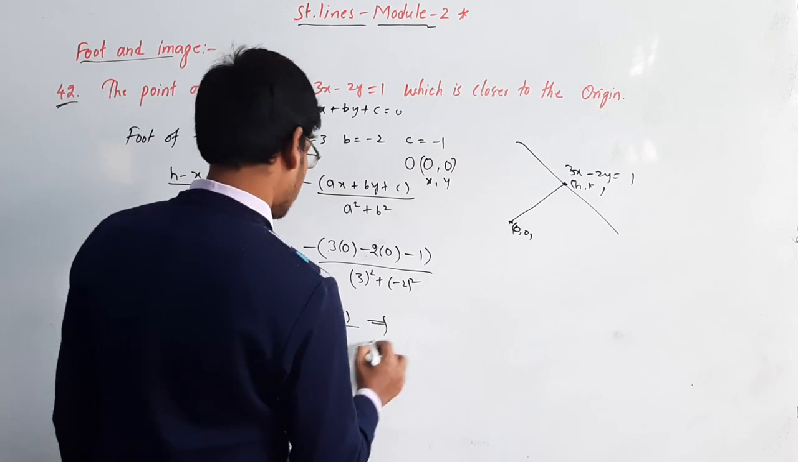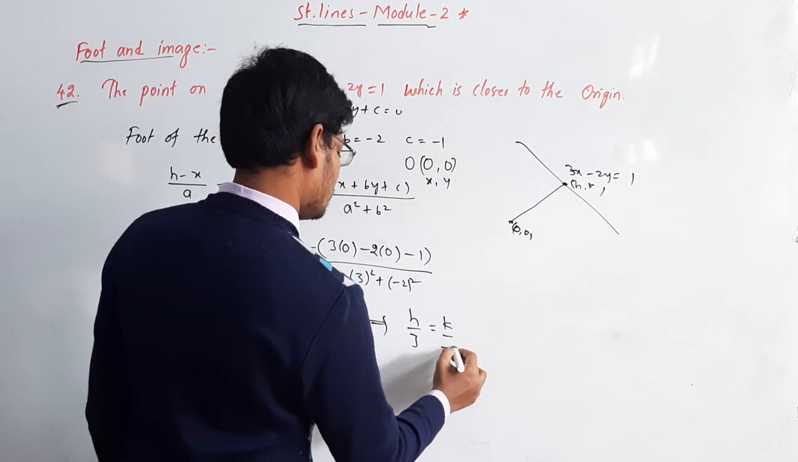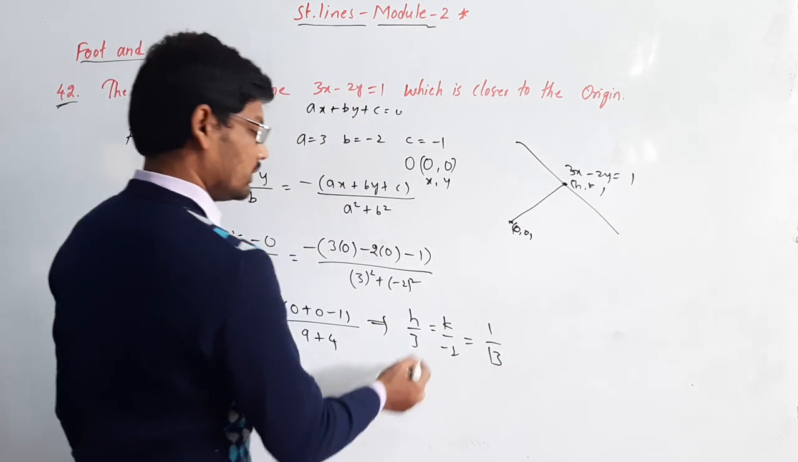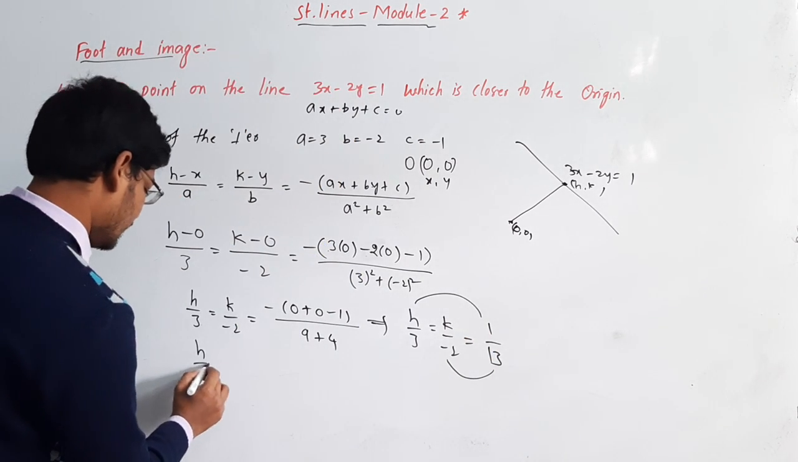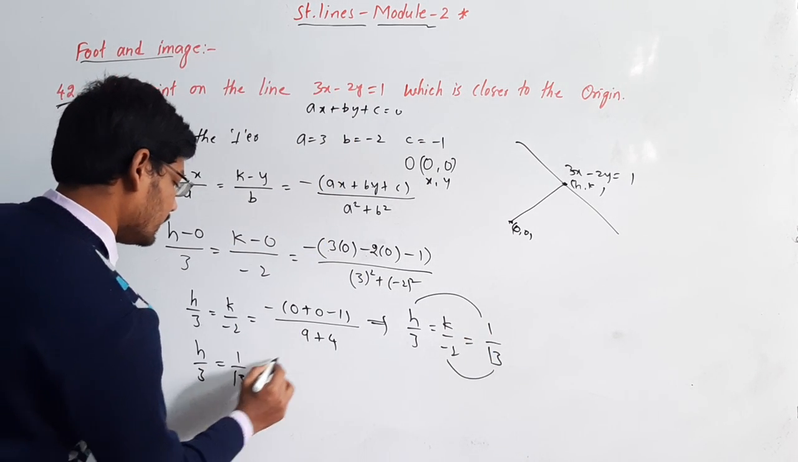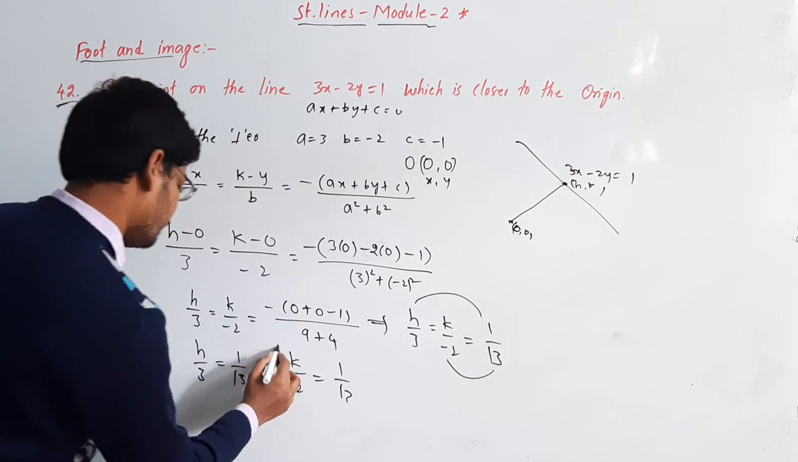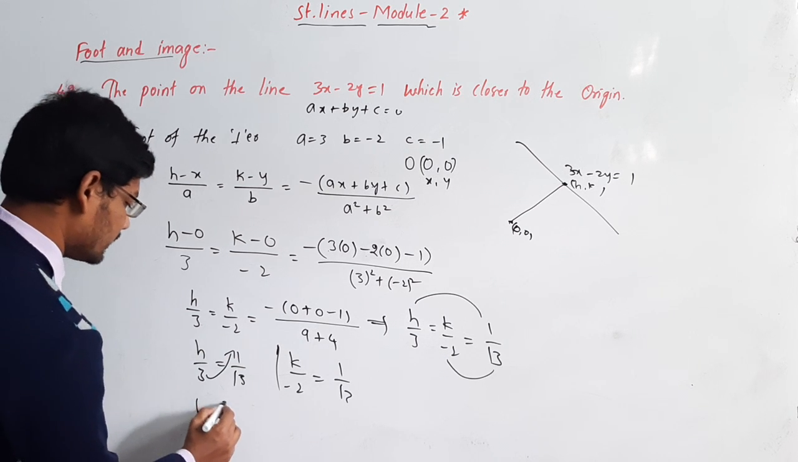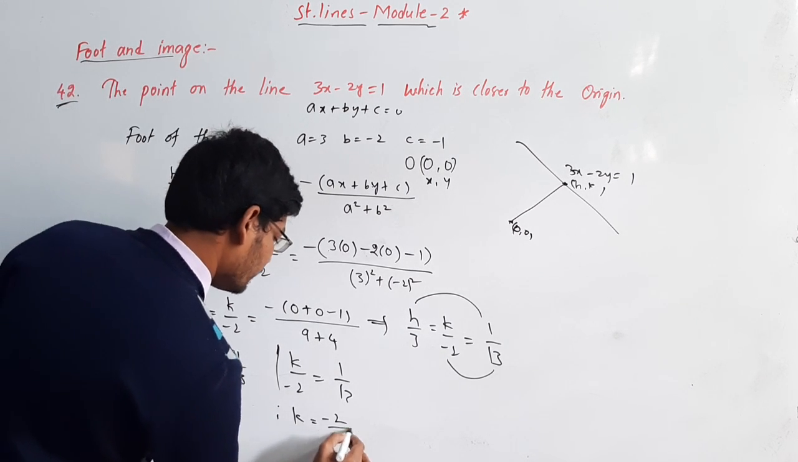So this will be similarly h by 3 is equal to k by minus 2 is equal to minus into minus becomes 1 by 13 here. Then if you compare these two and these two once again, h by 3 is equal to 1 by 13, k by minus 2 is equal to 1 by 13. So then h is equal to, if you send this to the right hand side, 3 by 13, k is equal to minus 2 by 13.